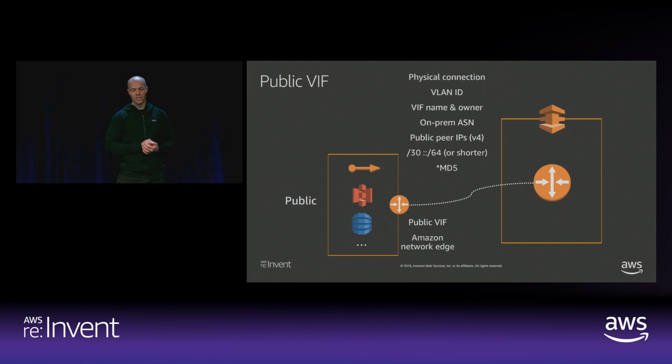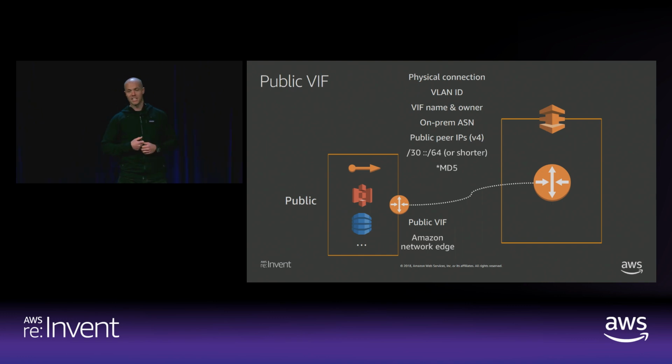A public virtual interface is exactly what it sounds like. It's a direct peer from your router to ours. Because this is a virtual public interface, we require that you use public IP addresses on your side. You don't have to use a public ASN, but if you do, you have to have it registered.